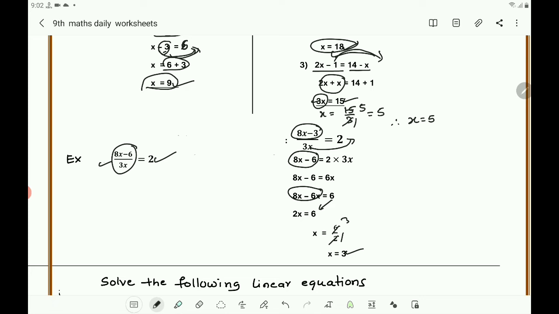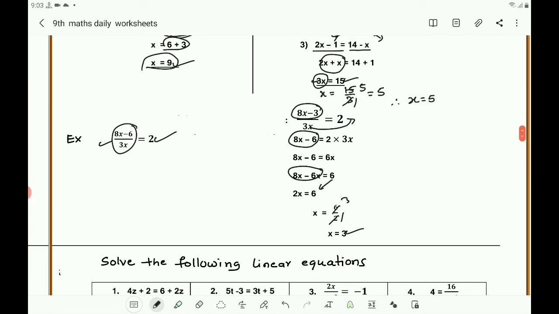In this way, by transferring the variable to the LHS and the constant to the RHS, you can solve the linear equation. You can get the value of the variable in the given linear equation. And you must note that when you transfer any variable or any constant from one side to the other side, the sign changes. And also the numerator comes to the denominator and the denominator comes to the numerator.